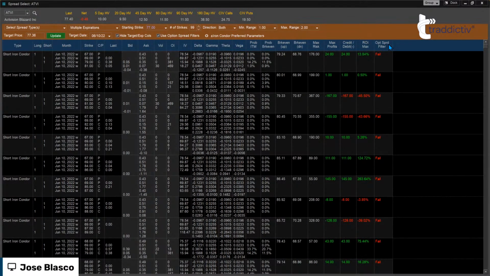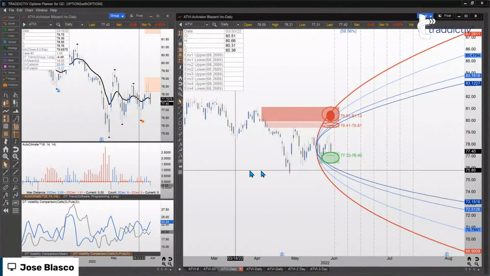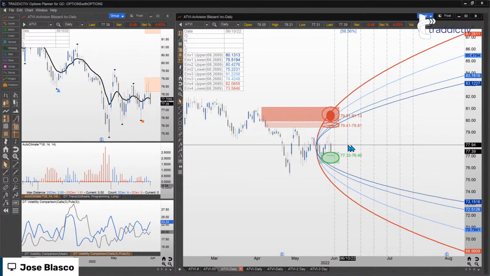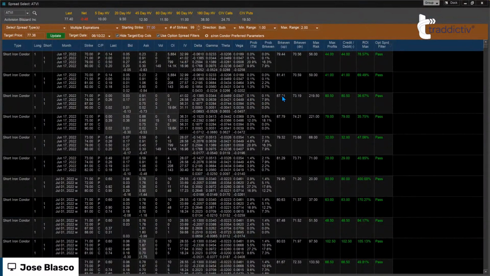So let's sort this, and we got a bunch of passes starting with June 17. Okay, June 17 passes, but notice that nothing passes on June 10. Okay, so while we have selected the date June 10, nothing passes. So we're going to be focusing on June 17, which has the extremes set where the red line is, which is 83.73. So let's take a look. We got 81, we got 87, 87 and 73.